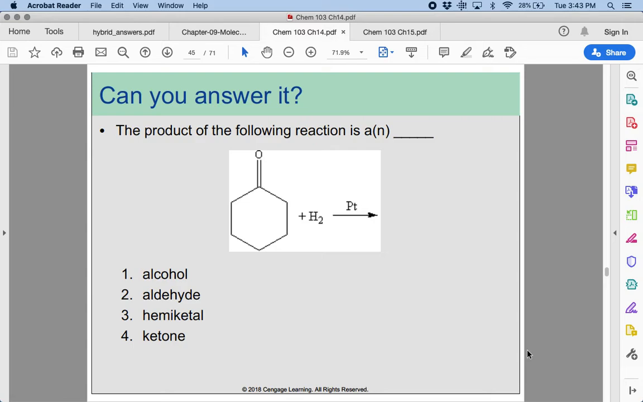What would be the product of the following reaction? It would be an alcohol. We would end up with an OH group here, and an H group down here. So this would be a cyclohexanol.